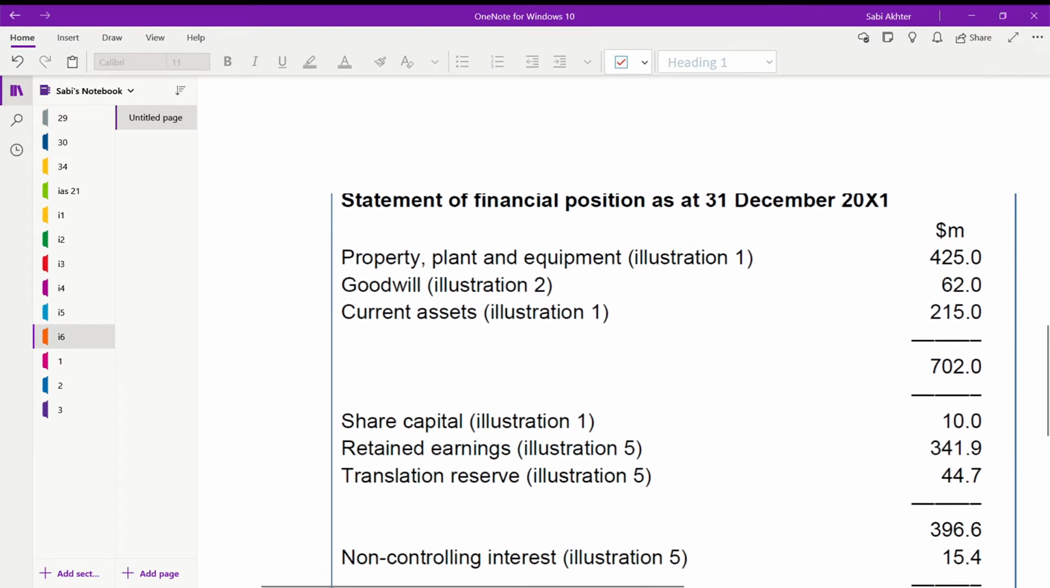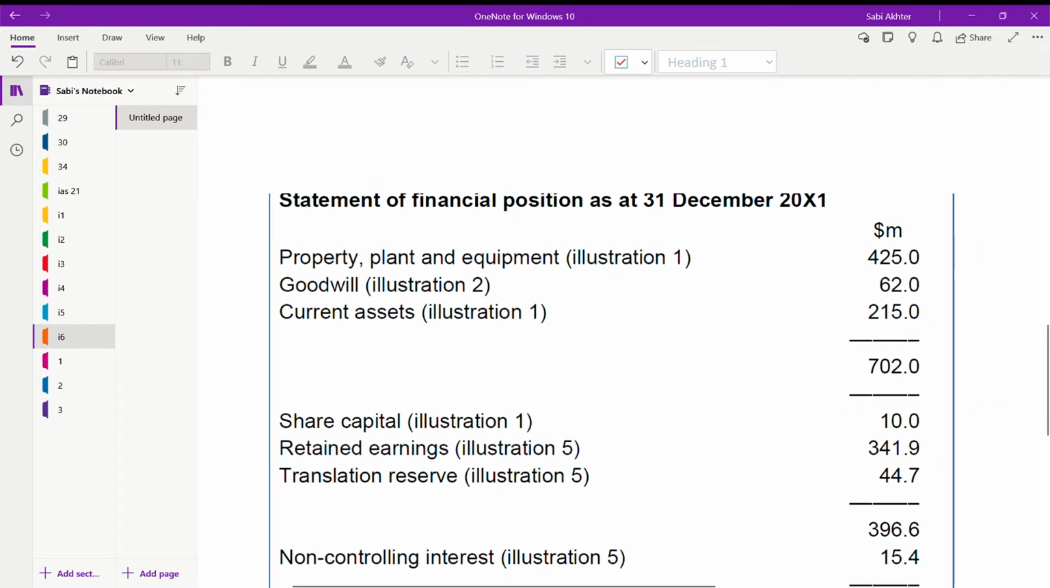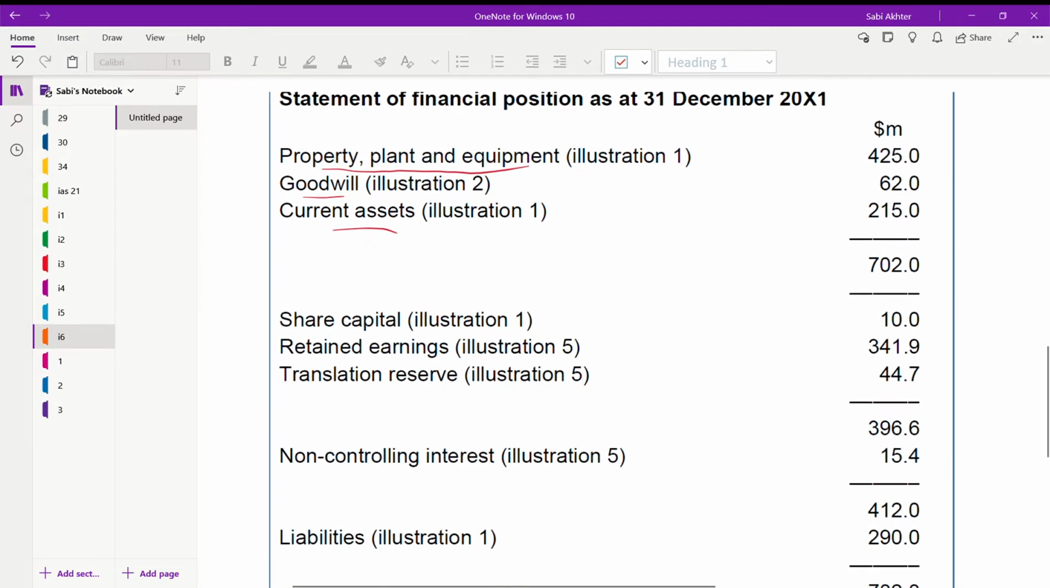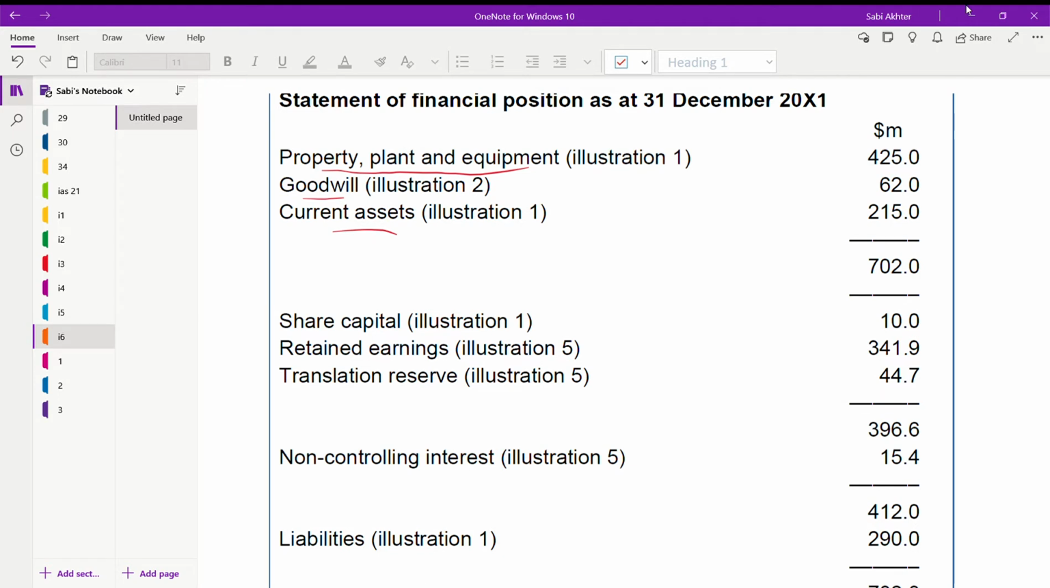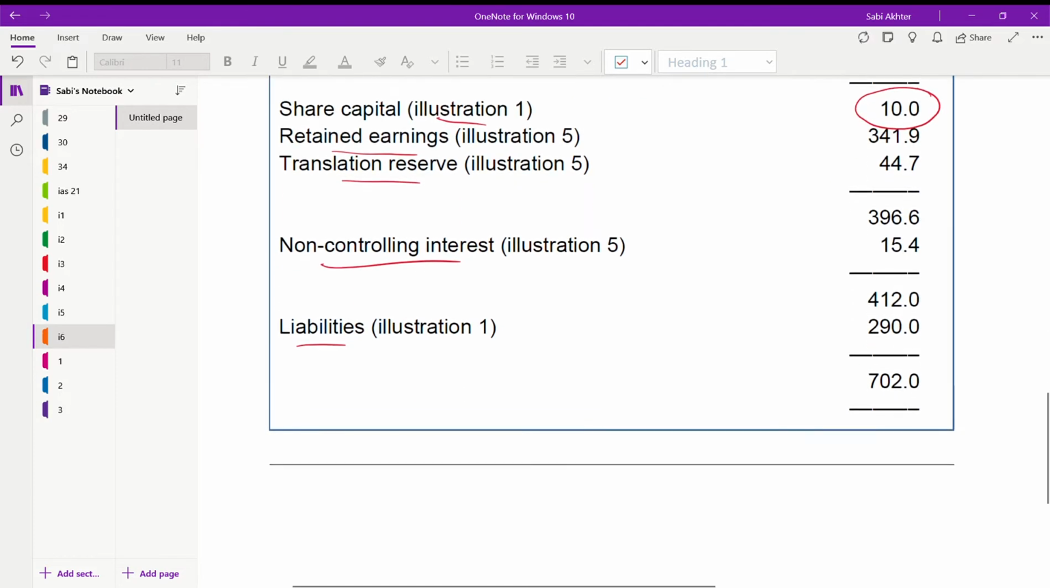Now let us go to the statement of financial position. Property, plant and equipment, we already worked it out. Goodwill also, current assets also. You add the parent plus the subsidiaries. Share capital, retained earnings, translation reserve, all this we have worked out. Share capital only the parent. NCI also we finished. Liabilities also we finished. All this we have worked out previously. Now we are just putting it and we are trying to balance.